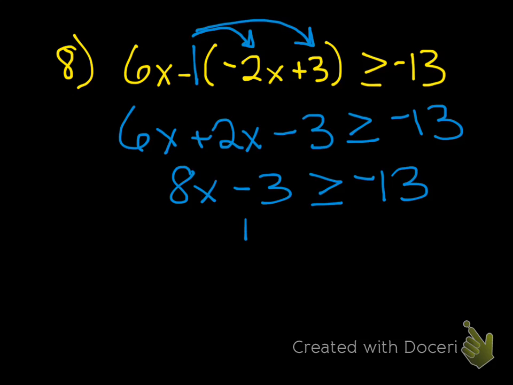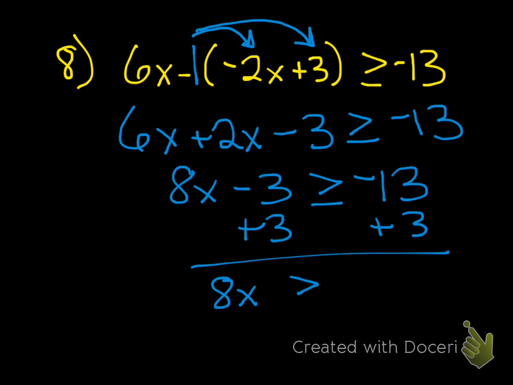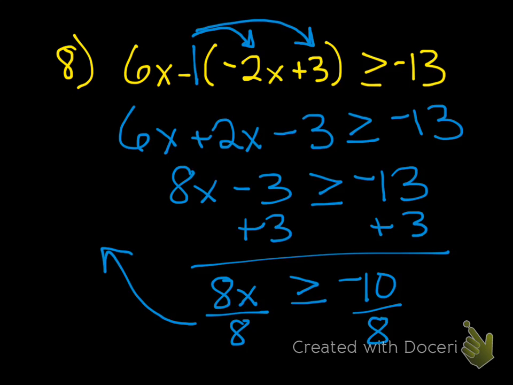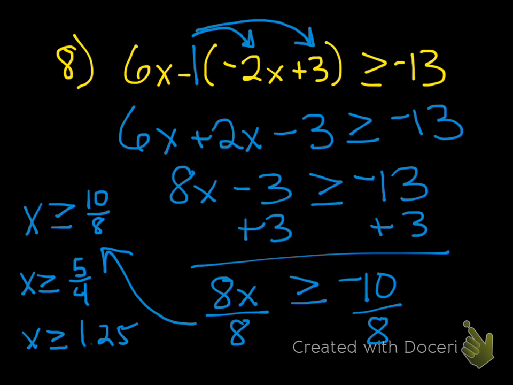All right, two-step inequality, plus 3. I get 8x is greater than or equal to negative 10. All right, divide by 8. I'll put my answer over here. I'm dividing by a positive number, so my sign stays the same. x is greater than or equal to 10 over 8. It can also be x is greater than or equal to 5 over 4, or x is greater than or equal to 1.25. And I made one mistake. They should be negative, because a negative divided by a positive is a negative. I accepted any of those 3 answers. All right.